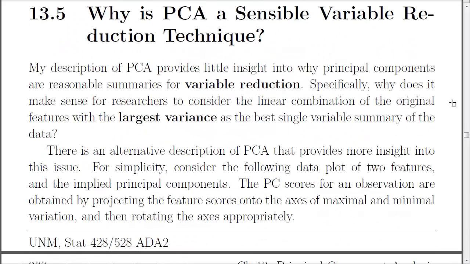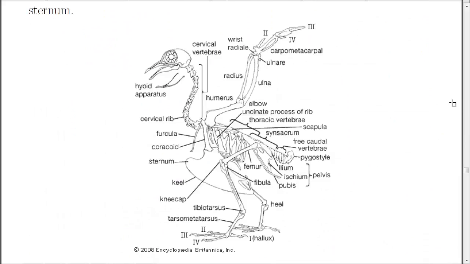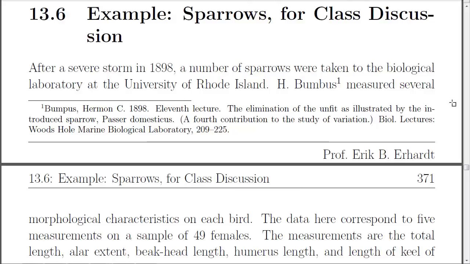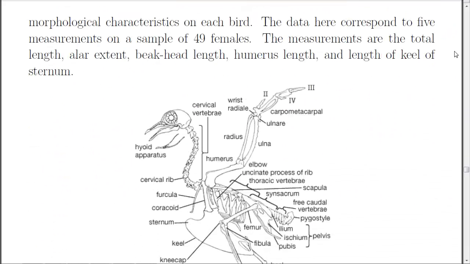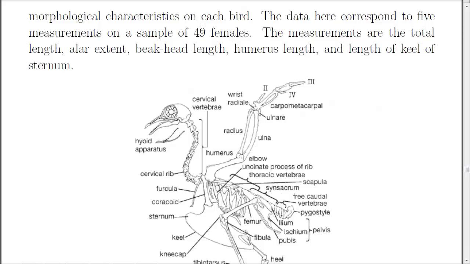All right. I'm going to skip this section for now and come back to it in the next video, and instead look at the second larger example, the sparrows data set. So there was a severe storm in 1898, and lots of sparrows were taken to the biological laboratory at the University of Rhode Island. The storm was really violent, and they basically went out and collected a bunch of dead birds. And for each of those birds, they measured, for a sample of the 49 females in the sample, several measurements.